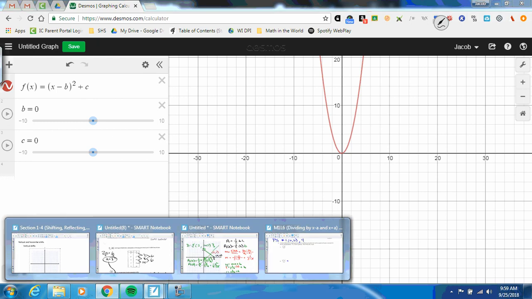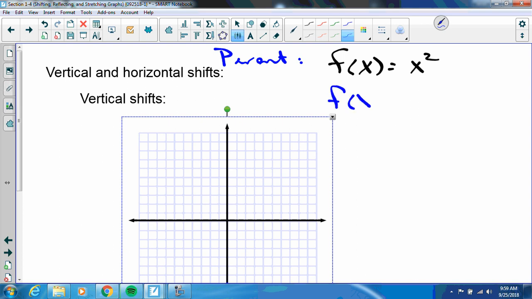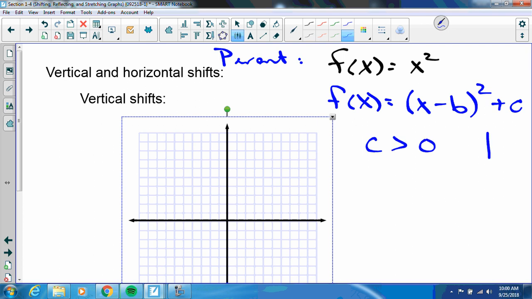All right. So let's go back to this. So f of x equals x squared. This is my parent function. Okay? But I can also elaborate. f of x equals (x minus b) quantity squared plus c. c greater than 0, graph goes up.